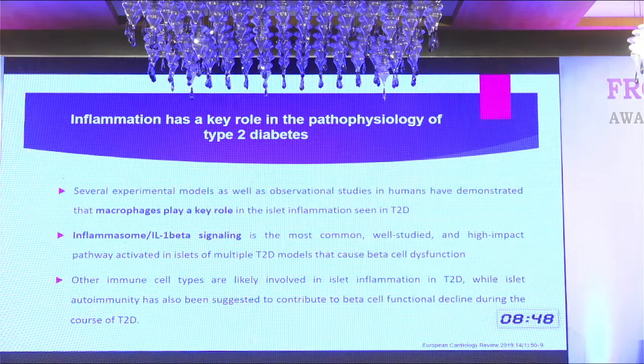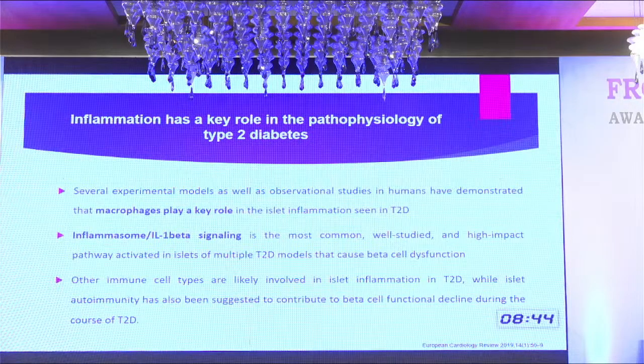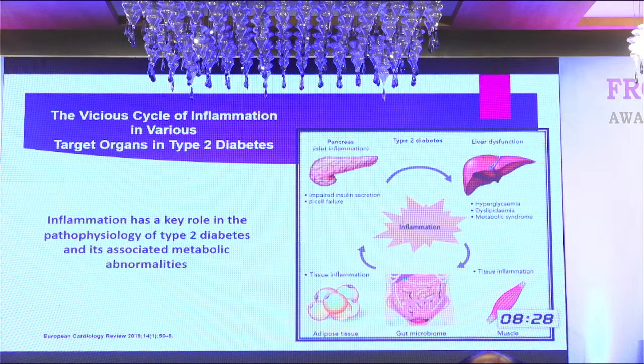And these adipose tissues, when they secrete these cytokines, create an environment of inflammasome. The NLRP3 receptors take over, and there is IL-1 beta signaling. And this IL-1 beta signaling has been found to be very high in patients with type 2 diabetes, especially if they have associated obesity. So inflammation definitely has a role in the pathophysiology of type 2 diabetes.